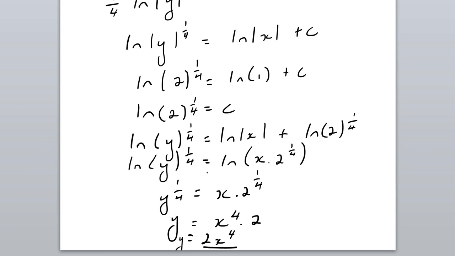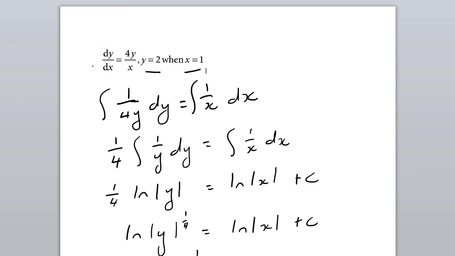And this is the particular solution to this differential equation, which is a separable differential equation. I'm separating the variables on both sides.